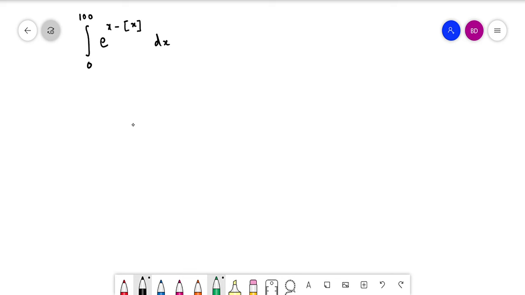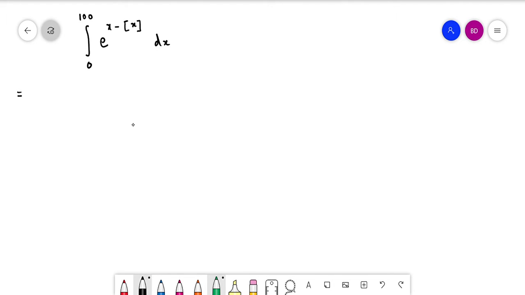Okay, so in this video, we are going to discuss a very interesting and beautiful definite integral that involves floor x. As you can see, we want to calculate the definite integral of e to the power x minus floor x from 0 to 100. Okay, so how do we deal with it?